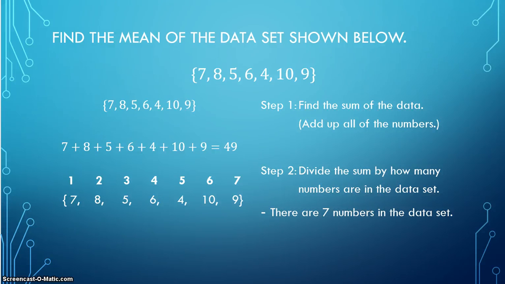Now we can complete step 2. We take our sum, 49, and divide it by 7, the number of numbers in our data set. 49 divided by 7 gets us 7. So our mean is 7. Again, we added up all the numbers in our data set and got 49. We figured out how many numbers were in our data set, and there were 7. So we took 49, the sum, and divided by 7, the number of numbers in our data set, and ended up with our mean, which is 7.